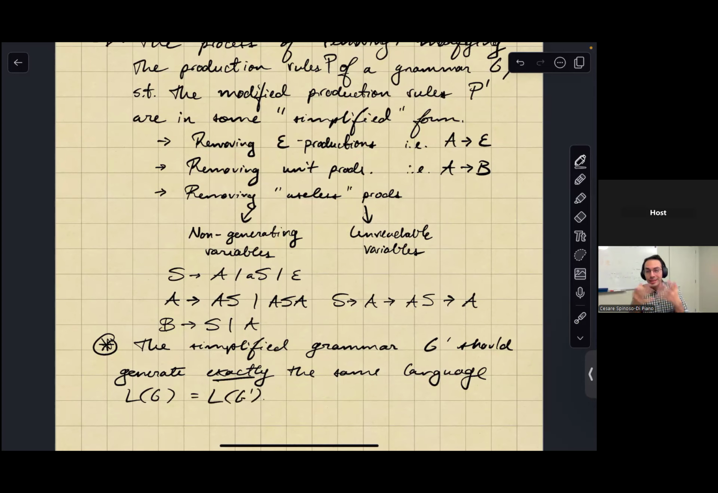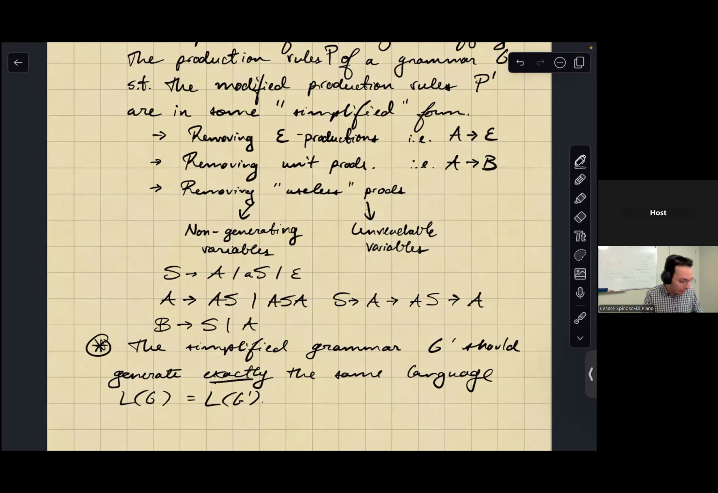Okay, and this is just because you want to keep all of the information and all of the capacity of generating that your initial grammar gave you. You want to, of course, convert it to some kind of canonical form, some kind of simplified form, so that you can work with it further. But you don't want to change the essence of the grammar, right? So it's very similar to minimization, where you want to minimize the DFA, but you don't want to create a completely different DFA that accepts a completely different language. Okay, then it wouldn't really be simplification or minimization, right? So that's the important thing to be aware of.